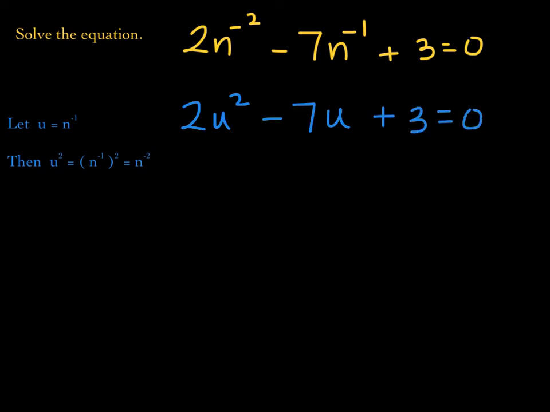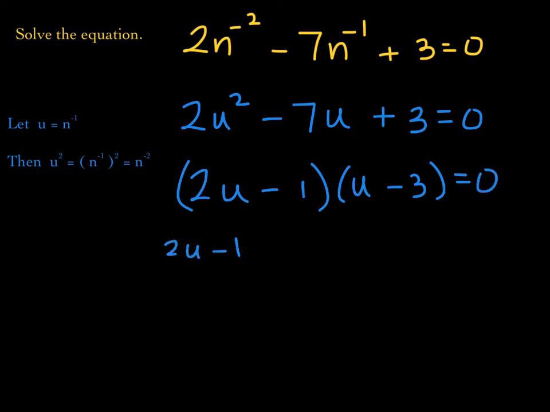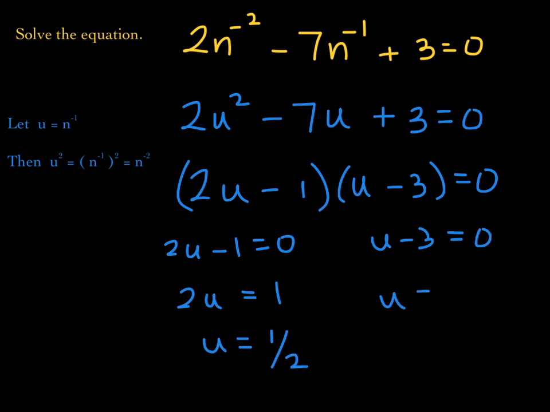Now this is quadratic, not just quadratic in form, but quadratic. You can solve for u using any of your quadratic techniques. I like factoring a lot, so I'm going to factor this as 2u minus 1 times u minus 3. All right? And then I'll set each factor equal to 0. For this left-hand side, I'll add 1 to both sides and then divide by 2, so you get u is 1/2. Over here, you get u is 3.